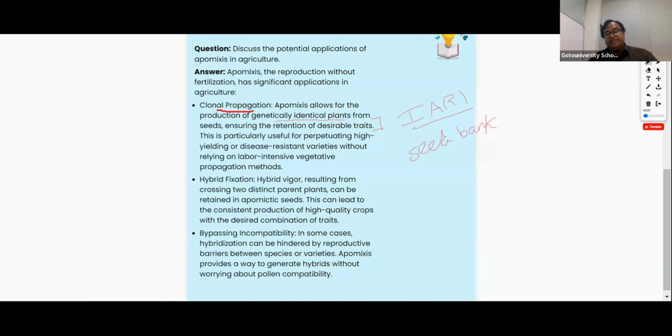Now, hybrid fixation. Hybrid vigour has a lot of hidden meaning. Hybrid vigour is also called a superior breed. Two distinct parents can be retained in an apomictic seed. What are the two distinct parents? The superior breed: the male plant as well as the female plant have a classic quality. What do you mean by classic quality? Disease resistance capacity.